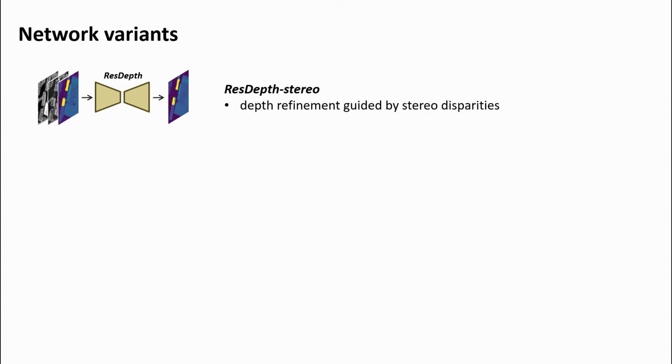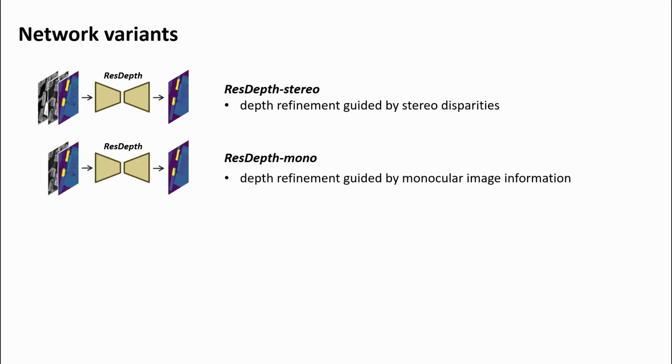We start from our full model based on stereo guidance, which we refer to as ResDepth stereo, and construct several baselines that ignore some of the input channels but are otherwise identical. In particular, we keep the network architecture fixed and train each variant using the same training data and settings. The first baseline, ResDepth mono, receives only a single image as guidance. Therefore, the network has no access to stereo disparities, but can still use monocular image information such as the location of image edges to refine the depth.